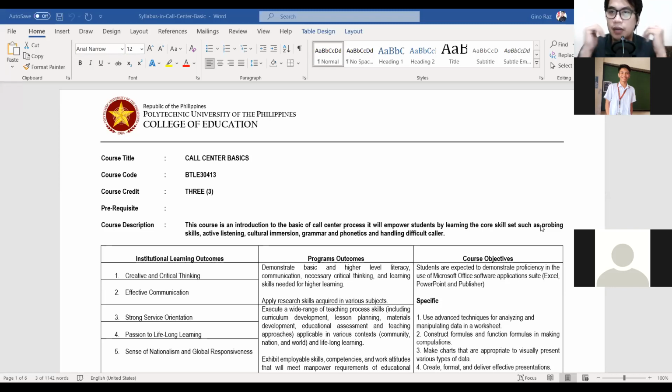So magtataka kayo, sir, bakit first day natin? Makikinig kaagad kami ng final output. Okay? So baka mawin down naman kami doon. So think of it this way, class.